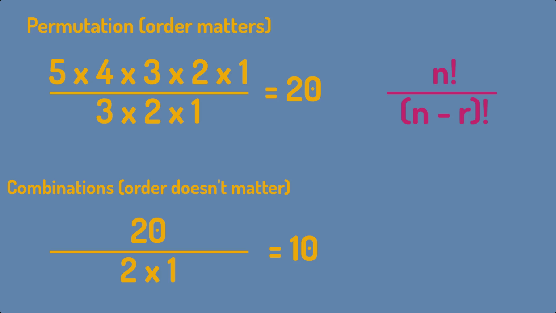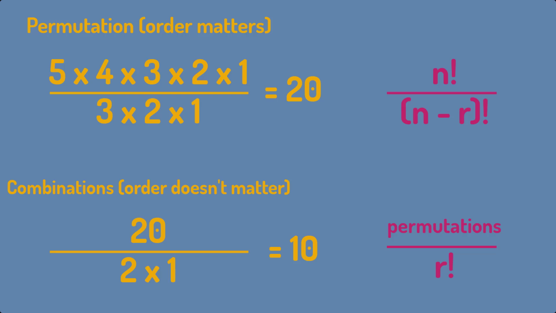To find the number of combinations where order doesn't matter, you take what you got for the permutations, in this case 20, and you divide by r factorial. And remember, r is the number of things that you're picking. So in this case, 2 factorial, which is just 2 times 1.